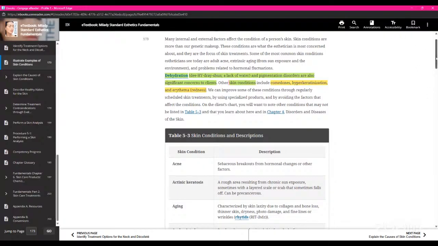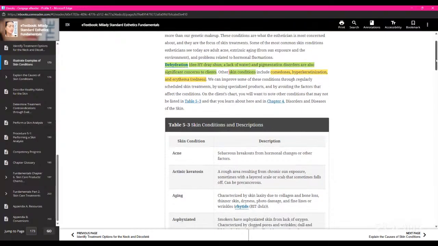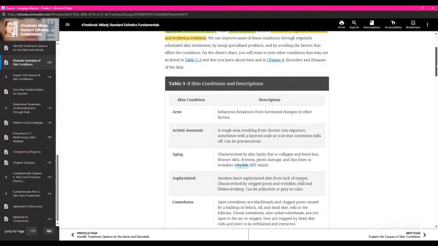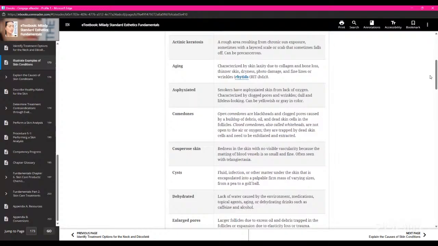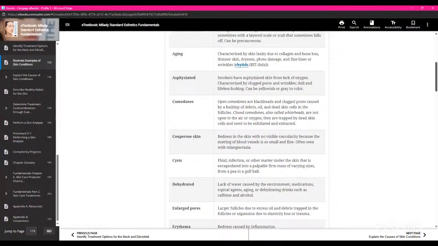Problems with skin. So we looked at acne, keratosis, aging skin, and asphyxiated skin. We talked about smoker skin being clogged and needing detox, especially if you know people who've been smoking for a long time. We know we've got to get in there and detox those pores. We also covered individuals who have dealt with comedones: closed comedones, open comedones, blackheads, whiteheads, things of that nature. Couperose skin, dealing with blood vessels and redness.